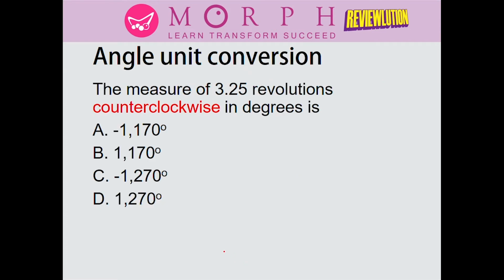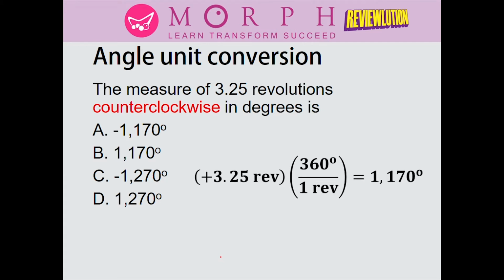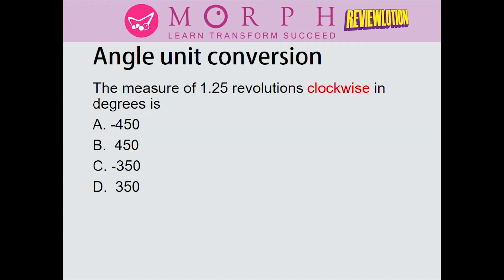So, kagaya dito, no? The measure of 3.25 revolutions counterclockwise in degrees is magkano daw? So, unang-una, nung sinabi niyang counterclockwise, that means this is a positive angle. So, that means, di ba, remember natin that 360 degrees is equal to isang buong ikot or 1 revolution. So, cancellation of units lang. Makikita mo dito, the answer is positive 1,170. Okay?